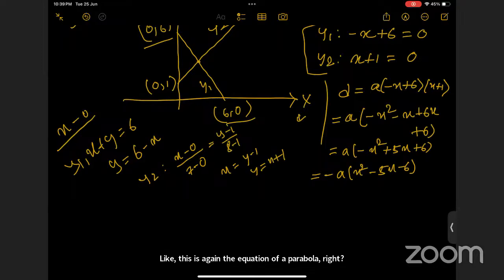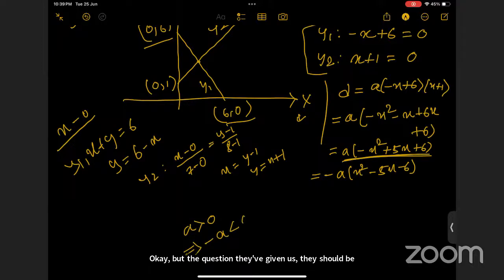Yes, ma'am. But how did you change that thing? Like see, it is minus a over here. You are taking minus as common from this. But in the question they have given us a should be positive. Here a is positive. That implies minus a will be negative, right? If we multiply some minus with some positive number, it will be a negative number, right? So if a is positive, then minus a will be negative. Yes, we have this.